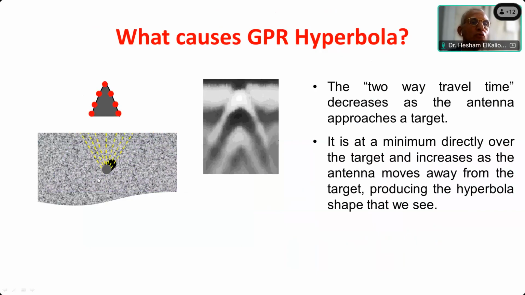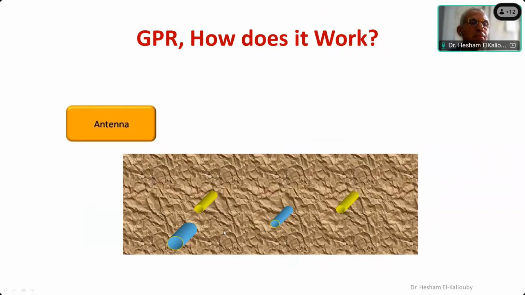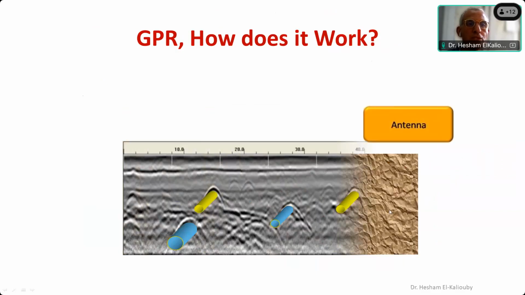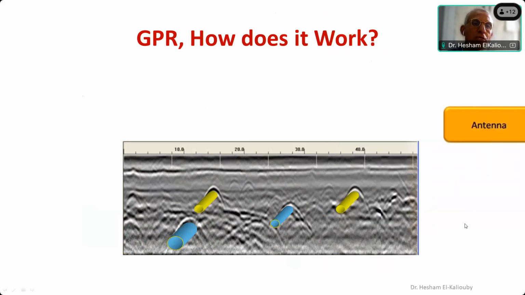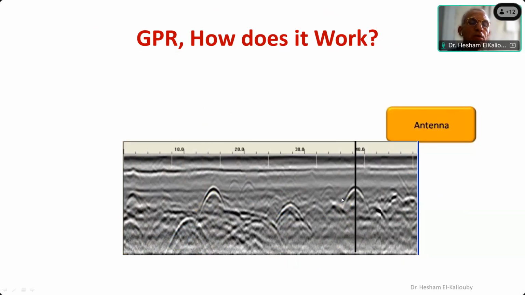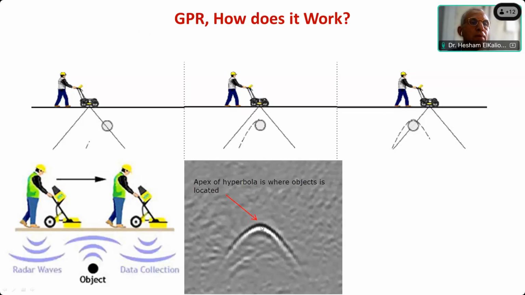If we have many utilities or many cavities in the subsurface, they will look like different hyperbolas from each target. If we'd like to know the exact location and depth of this target, we just go to the apex, the top of this hyperbola. This is exactly where, if we drill here, we will find this target. So the apex tells us about the location of this utility or cavity in the subsurface. Again, this is how it works, and the apex of this hyperbola is the exact location of this utility or cavity.